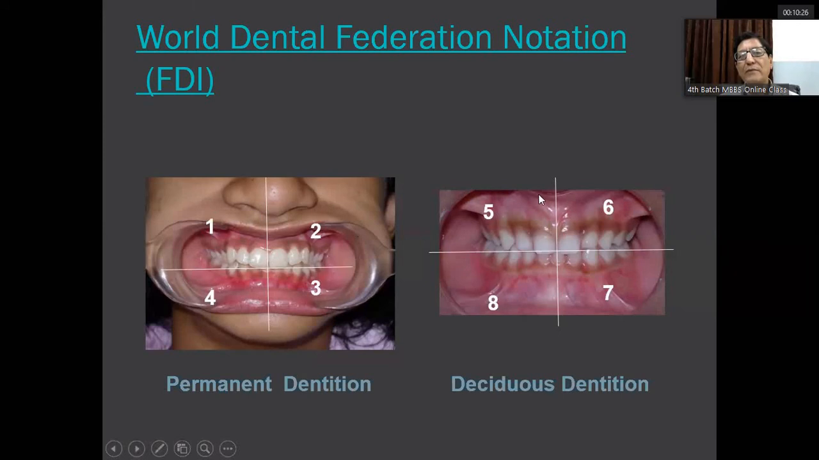When you say quadrant number 5, this means right upper deciduous quadrant. This is quadrant number 6. This is quadrant number 7, and this is quadrant number 8. Is that clear? Okay, that's clear.